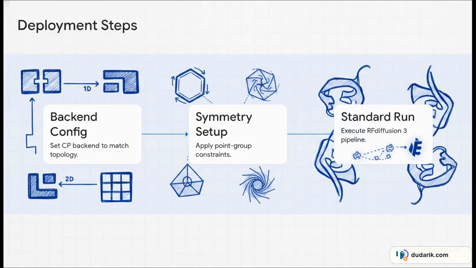Step 2, you apply your point group symmetry constraints, and this brilliantly illustrates one of the best features of this whole paper. These constraints are baked right into the forward pass before the partitioning even happens. The mesh handles symmetry-expanded activations automatically, completely eliminating those tedious iterative refinement loops. And step 3, you just run the standard RFdiffusion 3 pipeline. No custom Docker images, no weird proprietary runtimes, just standard PyTorch distributed inference.